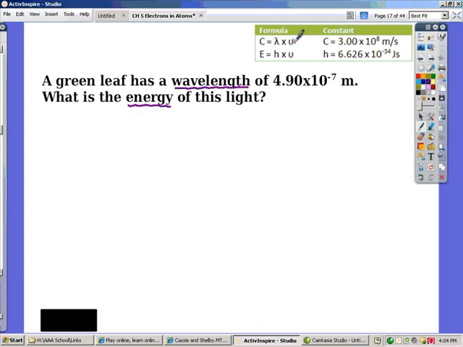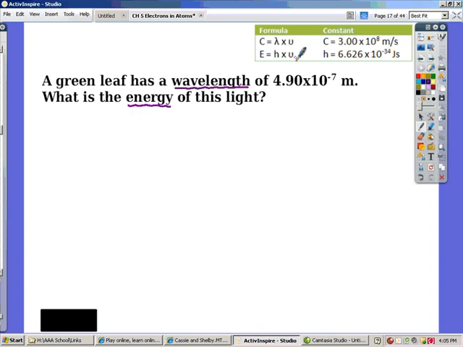Then I can take that frequency, put it into my energy formula, and solve for energy. That's what I'm going to have to do. So I got two problems in one whenever I start out with a wavelength, or am I looking at the relationship between wavelength and energy. So let's do that. Two steps.